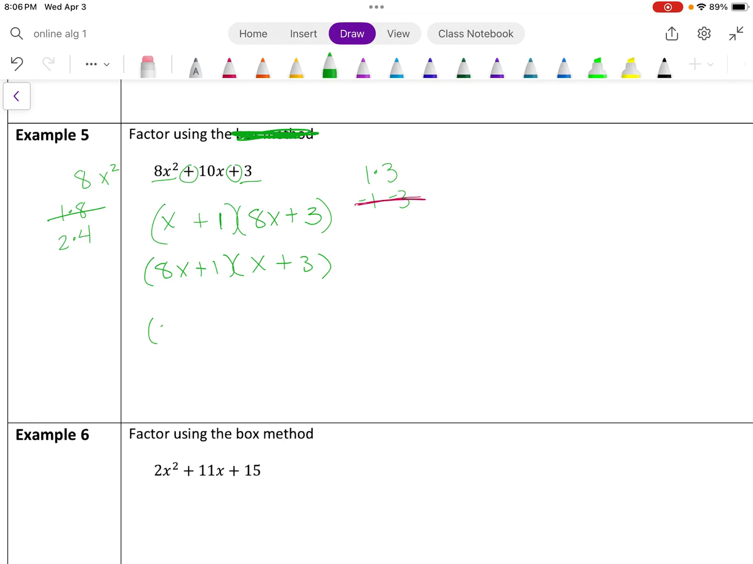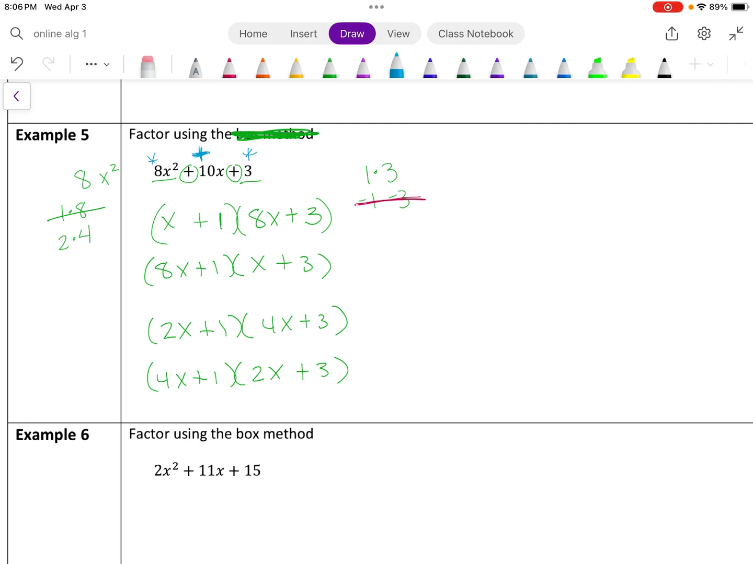Or we could have 2 and 4. Maybe we have 2x plus 1 and 4x plus 3. Or maybe we have 4x plus 1 and 2x plus 3. Those are the 4 different possibilities we're looking at. So how do we decide? I apologize, I said that incorrectly. All of these multiply to be 8x squared and multiply to be our constant of 3, but only one of them is going to add to be 10x.